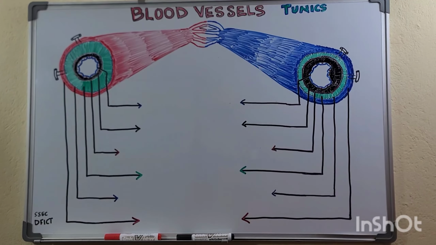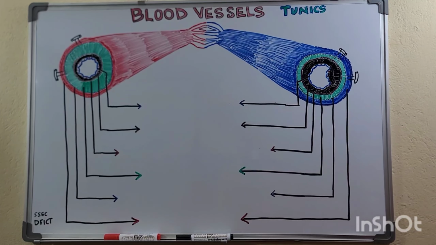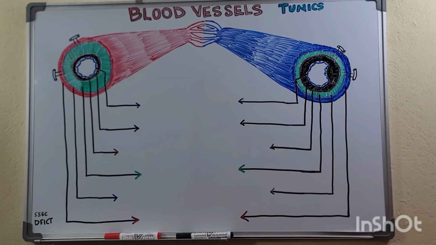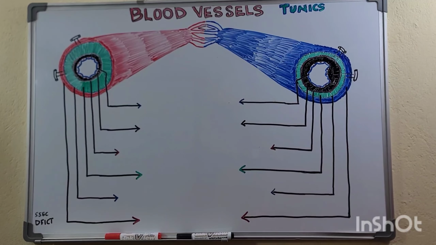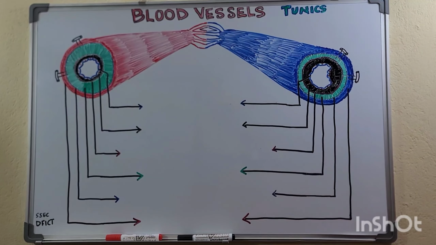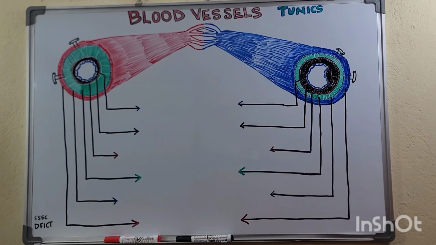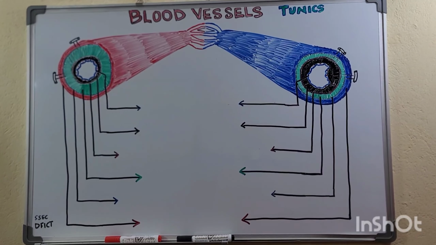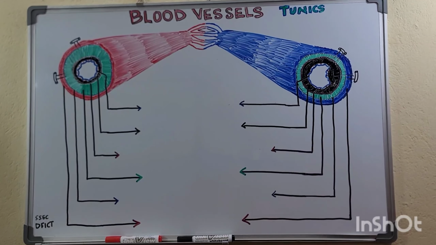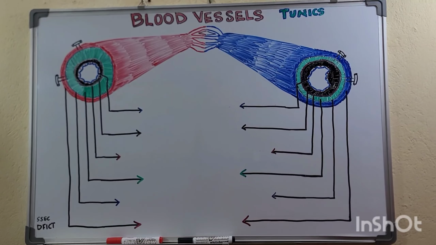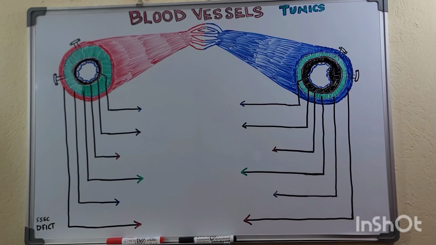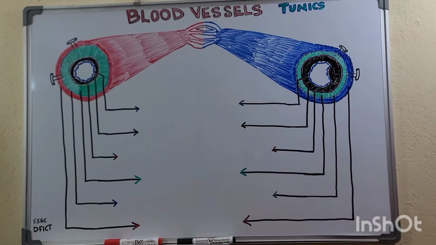So now in this video, we are taking a look at the blood vessel tunic layers. In the previous video, we looked at the types of blood vessels: the arteries, the veins, and the capillaries. In this video, we are going to look at the cross section of the blood vessels, and we see the internal arrangement of these layers following this cross section.